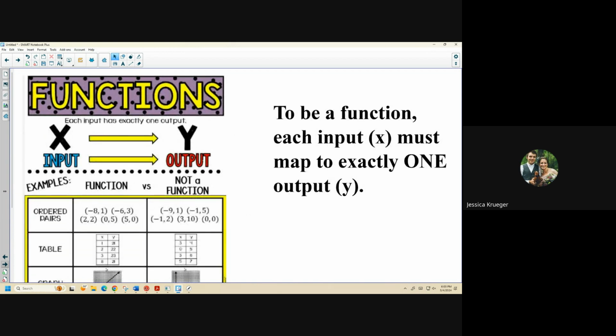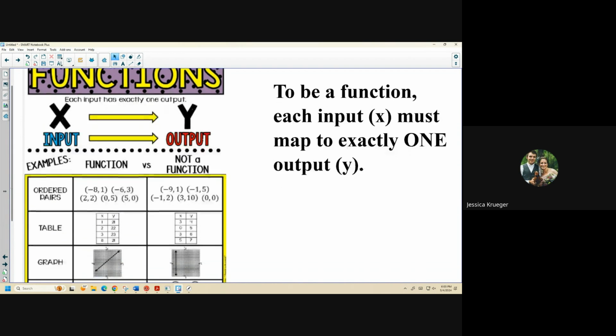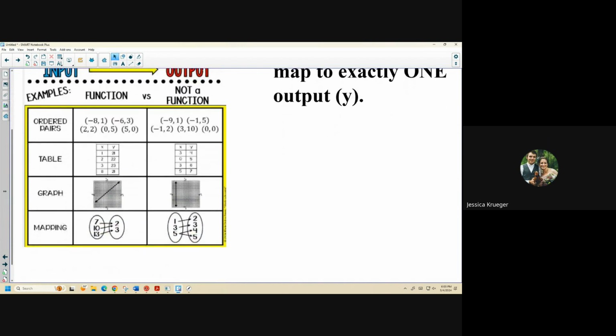The first few questions talk about if something is or is not a function. And this is just a reminder, to be a function, each x must map to exactly one y. Each input has exactly one output. So here's some examples of some functions.